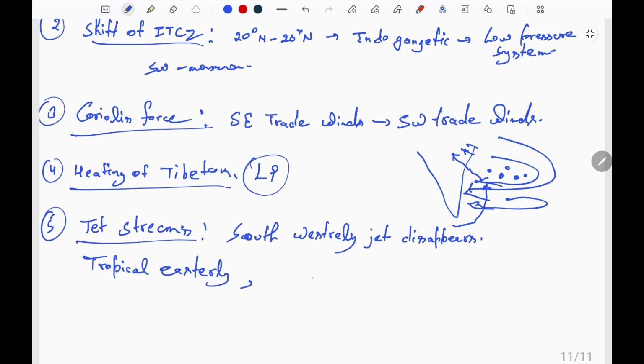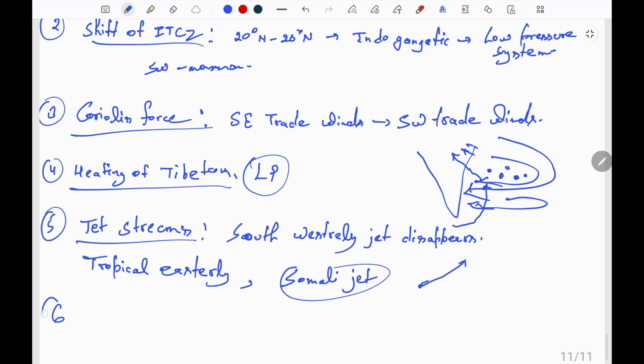Now there is also a small jet known as the Somali jet, which blows from the Madagascar island of East Africa to the Arabian Sea, which brings the Arabian Sea branch of the monsoon towards the west coast of India.